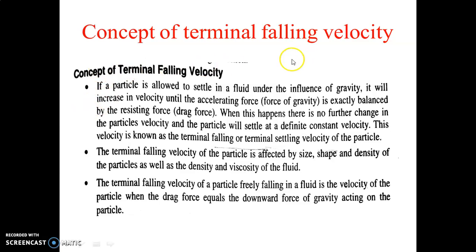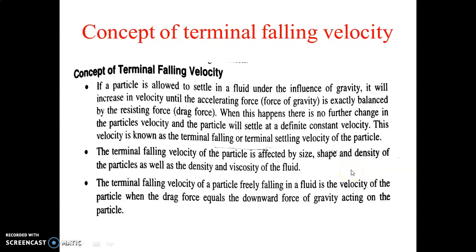Then we will discuss the terminal velocity, or terminal falling velocity. We have already discussed this part in the classification chapter, but again I will discuss it. If a particle is allowed to settle in a fluid under the influence of gravity, it will increase in velocity until the accelerating force, that means the force of gravity, is exactly balanced by the resisting force, that is called the drag force. When this happens, there is no further change in particle velocity and the particle will settle at a definite constant velocity. This velocity is called the terminal velocity or terminal falling velocity.